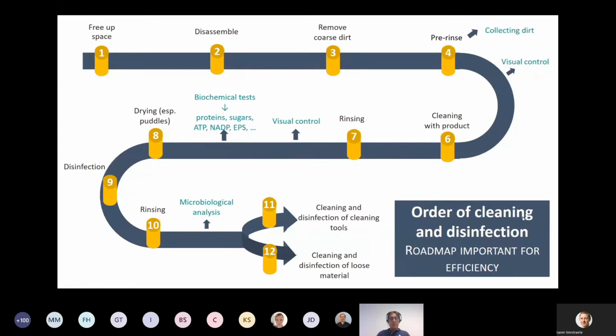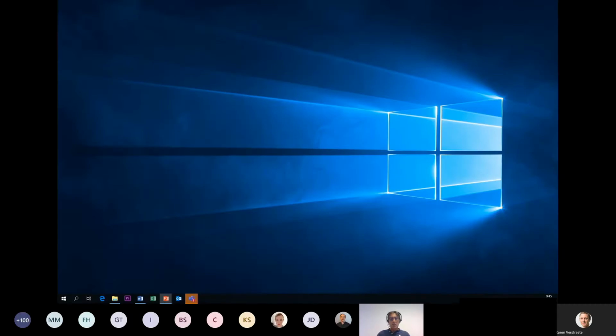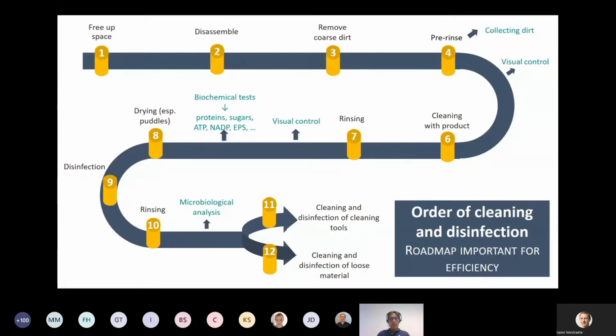Here you see the roadmap for cleaning and disinfection, and you see that in that roadmap you have at least 12 steps. And besides those 12 steps, in between, you have to check if the cleaning and disinfection is well performed. There are several stages in which you can check that. One of the important stages is, of course, after cleaning. After cleaning with the product followed by rinsing, it's needed to do a visual control.